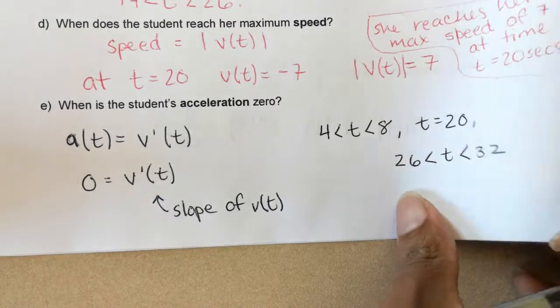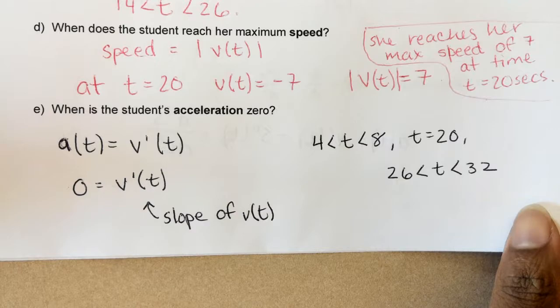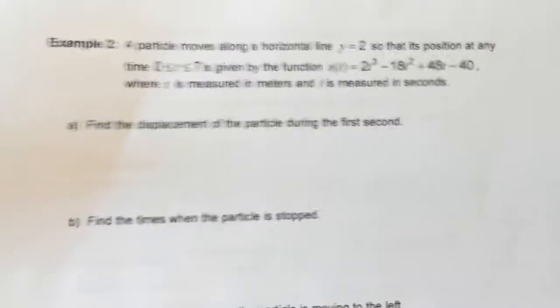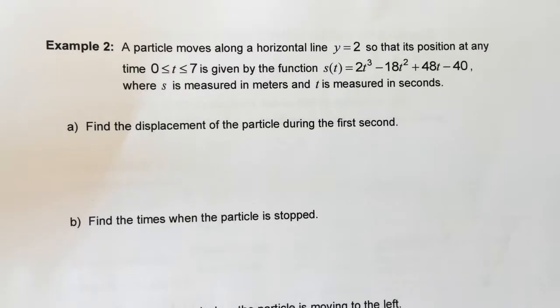Okay, let's move on to the next page. So now we have a particle that moves along a horizontal line y equals 2, so that its position at any time from 0 to 7 is given by the function s of t equals 2t cubed minus 18t squared plus 48t minus 40.